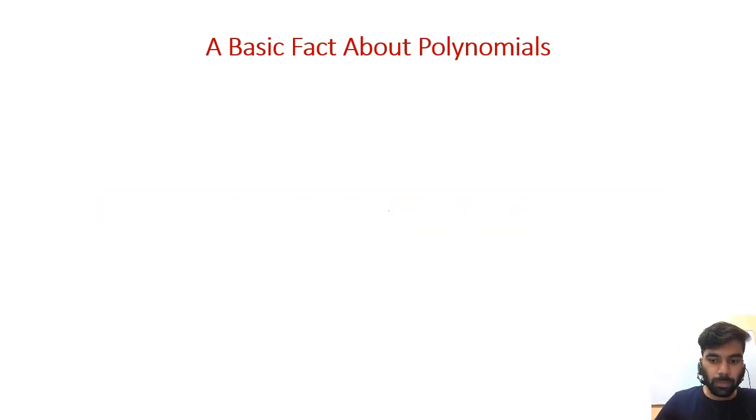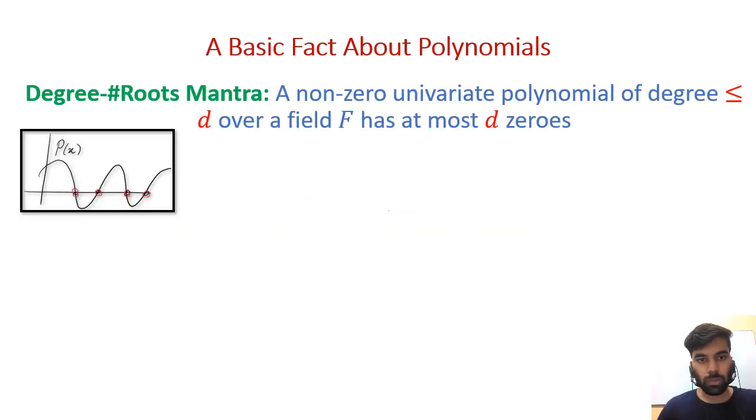Here's a basic fact about polynomials that we all know. That is, a low degree polynomial cannot have too many zeros. That is, if a polynomial has degree at most d, it can at most have d zeros. It can't touch the x-axis too often.